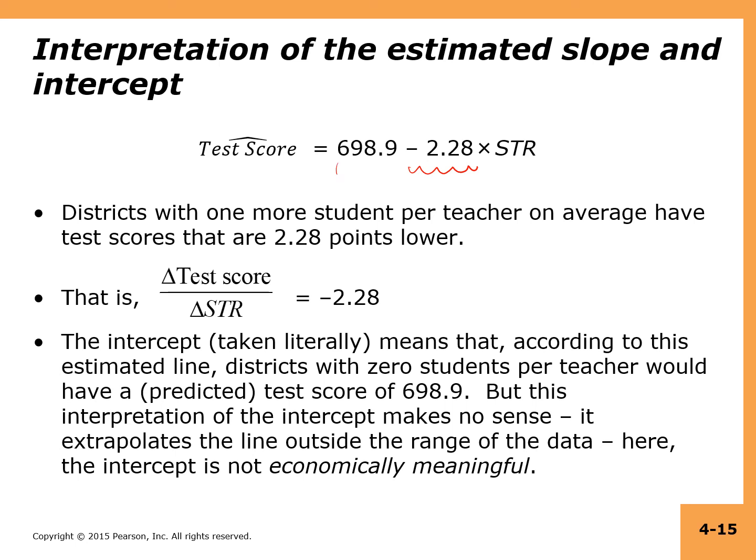One interesting thing about this constant is that if you take this literally, this is the number that you get when student-teacher ratio is equal to 0. So it means that for a district that has 0 students per teacher, the average test score would be 698.9. But this doesn't make sense because there is no school district with 0 students. So even though the constant is some number here, it's not economically meaningful.